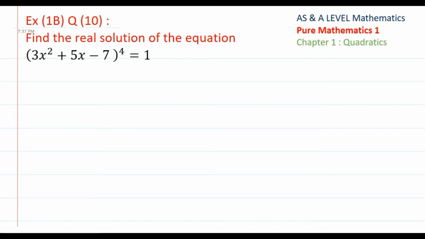Today we will solve question number 10, exercise 1B. Question is, find the real solution of the equation (3x square plus 5x minus 7) whole power 4 equal to 1.